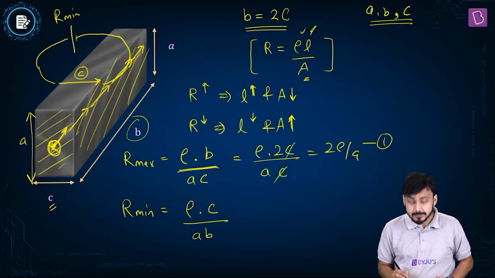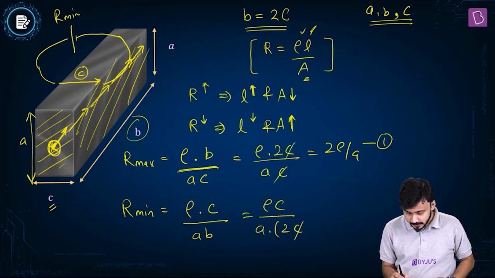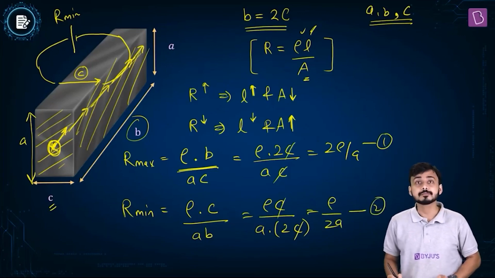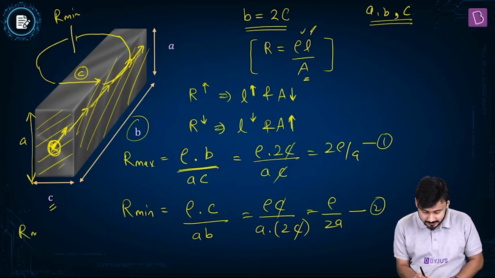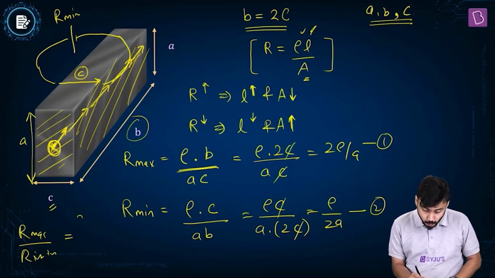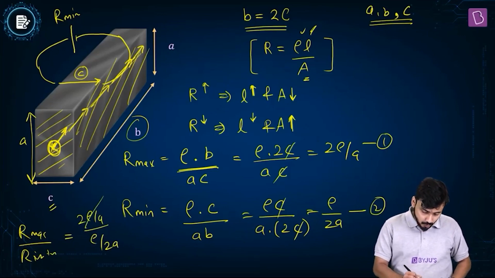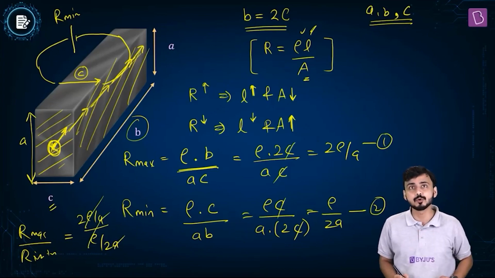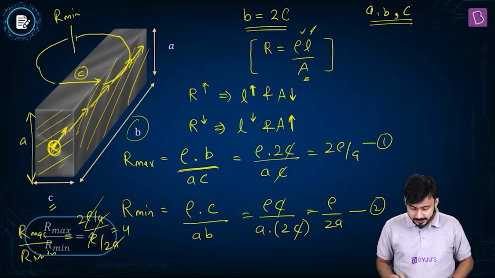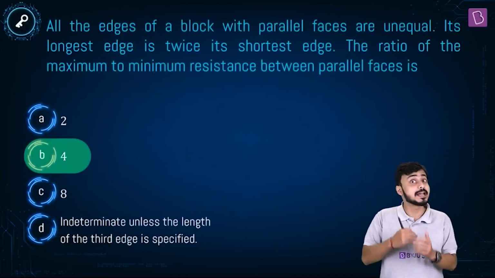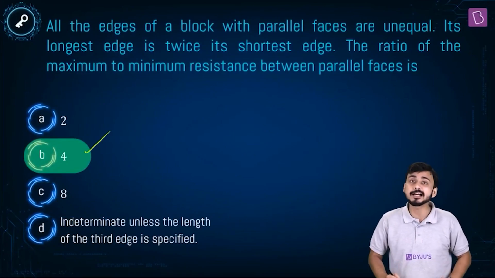So the cross-sectional area AB is maximized, and in that case it becomes rho C by A into 2C. That becomes rho by 2A. That is equation number 2. If you take the ratio R max to R min, that becomes 2 rho by A divided by rho by 2A, correct? Rho cancels, A cancels, and this 2 multiplies that upper 2, that becomes 4. So the answer here will be R max divided by R min is equal to 4. Option B in this case will be the correct option.